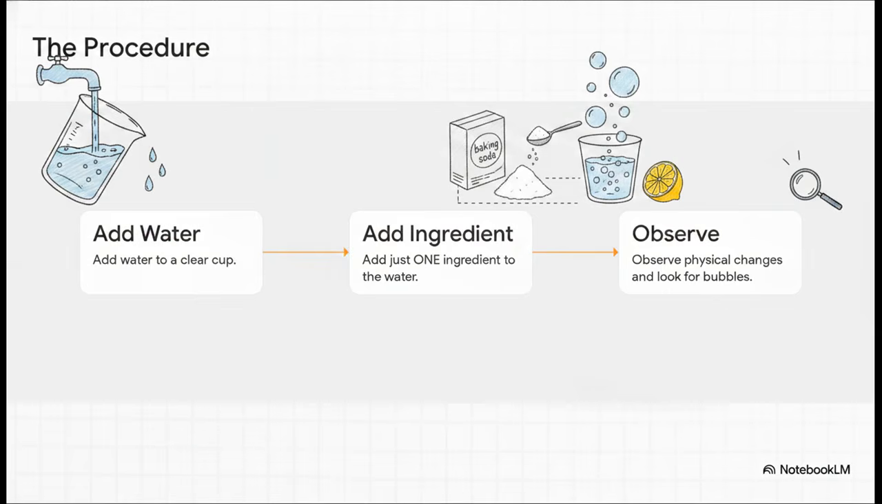Here's our game plan. We have to carefully control our investigation by following a very exact procedure, ensuring no two ingredients accidentally cross-contaminate before hitting the water. Because, let's say we accidentally mix baking soda and citric acid in the cup before adding water, we wouldn't know which substance caused a reaction or if they actually needed each other to do it. So we isolate one clear cup of water, one single substance, and careful, precise observation.